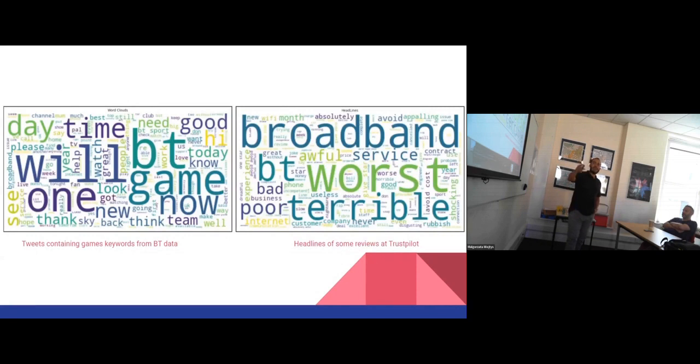For example, on the left, we can see tweets containing the games keyword for BT data. We can see words like game, BT, today, good, time, day, thanks, sky, team, and so on. So we can know the trend of customers. While in the right figure, we can see the headlines of some reviews on the Trustpilot website. We can see the words worst, terrible, poor, bad, wow. So we can know what they are talking about. Again, it's not an accurate tool to know everything. In natural language processing, we have deeper and more accurate tools to know exactly what they are talking about.